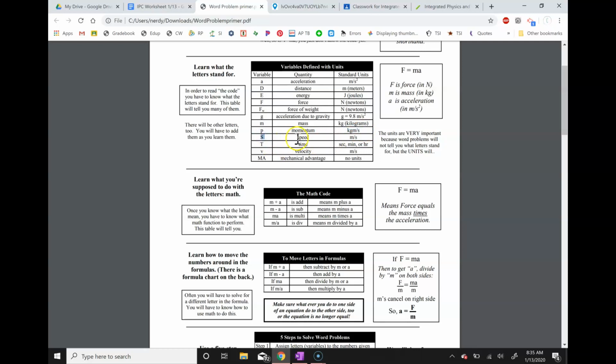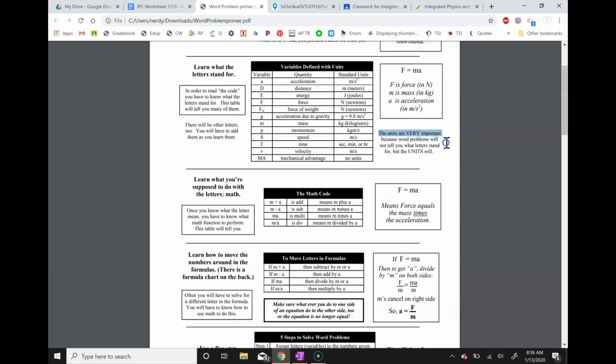Capital S is speed, and we measure that in meters per second. Capital T is time, and we measure that in either seconds, minutes, or hours, whichever one is the easiest. We have lowercase v for velocity, which is measured in meters per second as well. And then last but not least, we have capital MA, which is mechanical advantage, and we actually do not have any units with that. Okay.